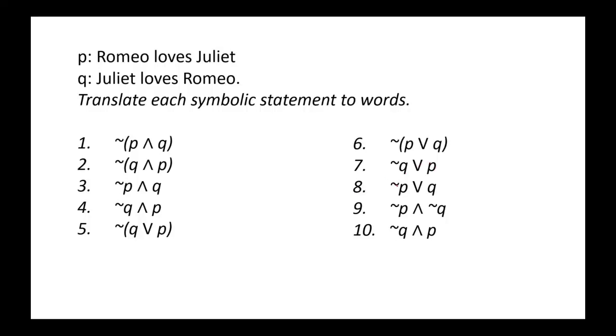Number 8, Romeo does not love Juliet or Juliet loves Romeo. Number 9, Romeo does not love Juliet and Juliet does not love Romeo. Number 10, Juliet does not love Romeo and Romeo loves Juliet. Actually, I think number 4 and 10 are the same. But that's okay.